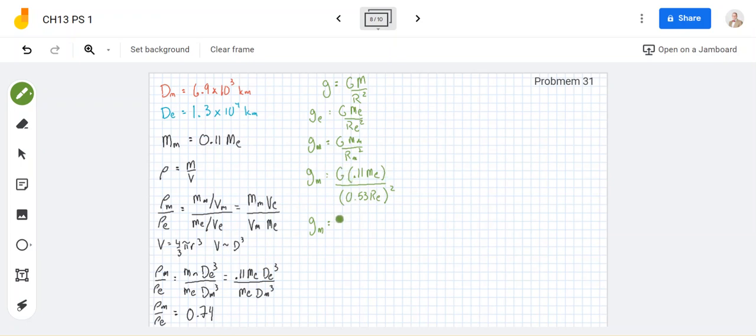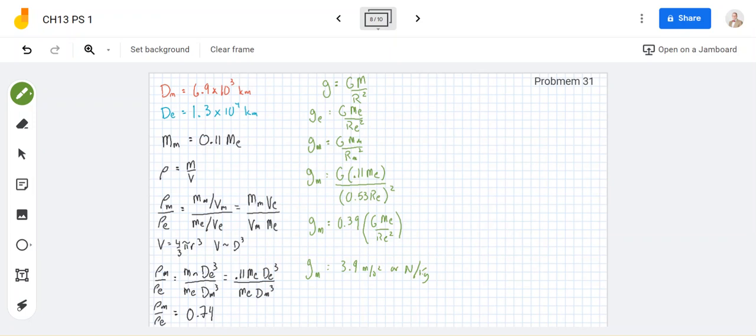And so I end up with 0.39 times g mass of Earth over radius of Earth squared. And I know that this is the acceleration due to gravity on Earth. And so I'm going to multiply by 10, and I end up with 3.9, and that's meters per second squared, or newtons per kilogram. And now it wants to know what is the escape speed.